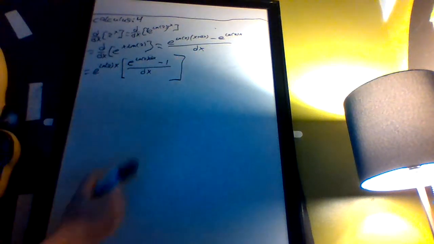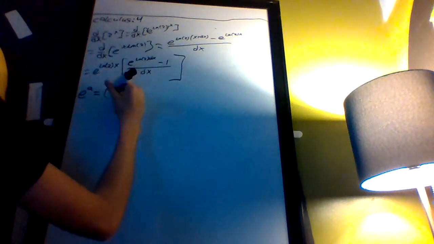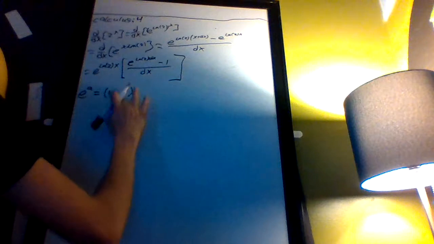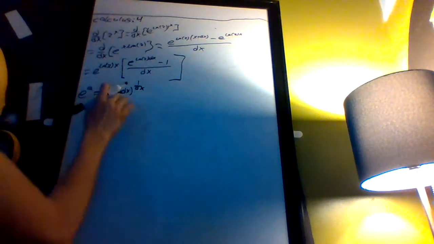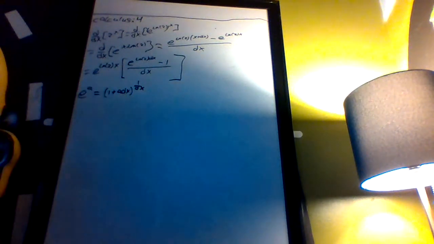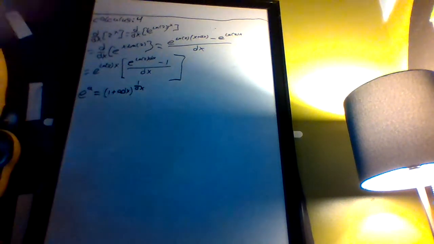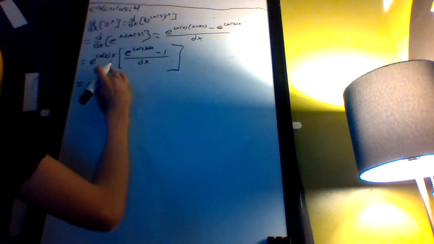I'm going to use a little fact that I won't prove, but e to the a is the same thing as 1 plus a on n, or rather a times dx, to the 1 over dx. Okay? You can just multiply the dx on the inside like that. This has to do with the natural log of both sides and stuff, but we're not going to go into that yet.